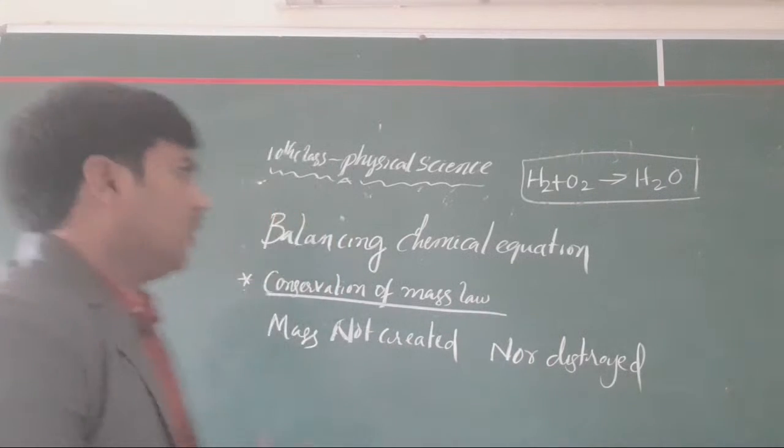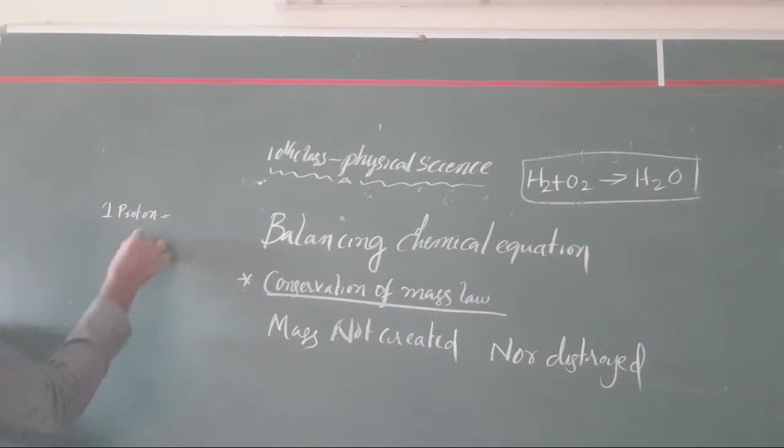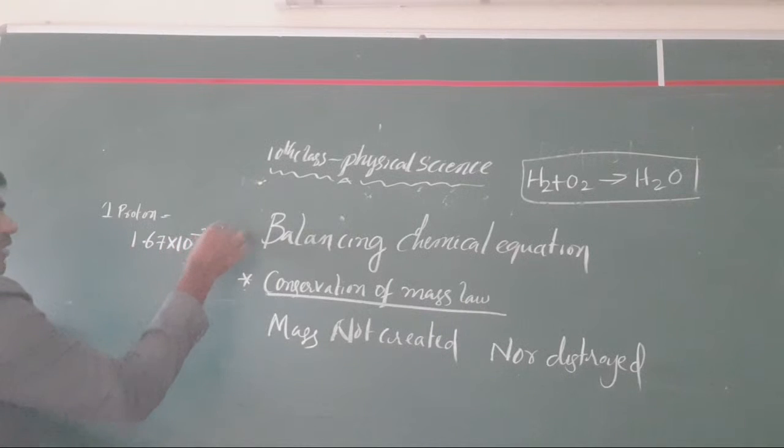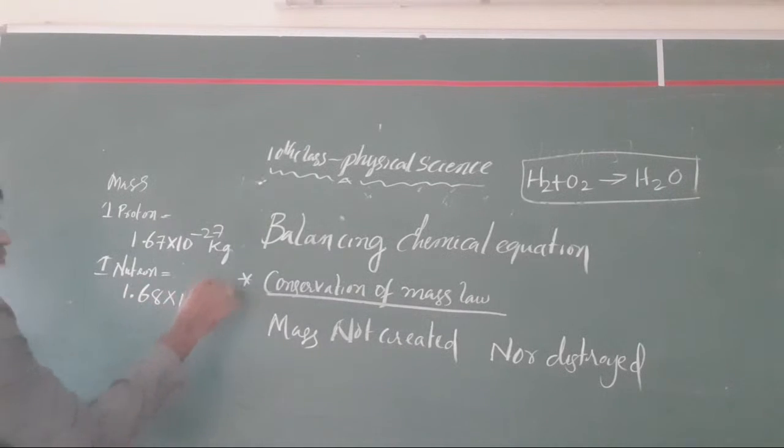You know very well. 1 proton mass is what? How much is 1 proton mass? 1 proton mass is 1.67 into 10 to the power of minus 27 kgs. Okay, now 1 neutron mass. Clear or not, all of you students? The mass of neutron is about 1.868 into 10 to the power of minus 27 kgs. And as well as 1 electron. Okay, clear or not, all of you?